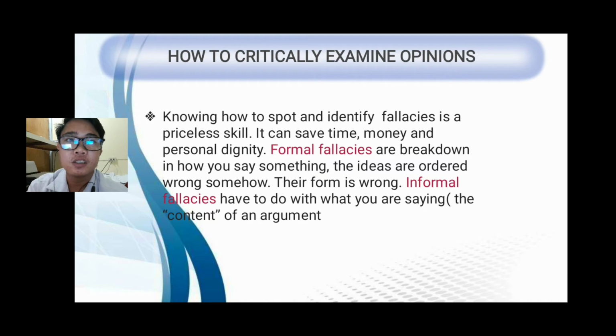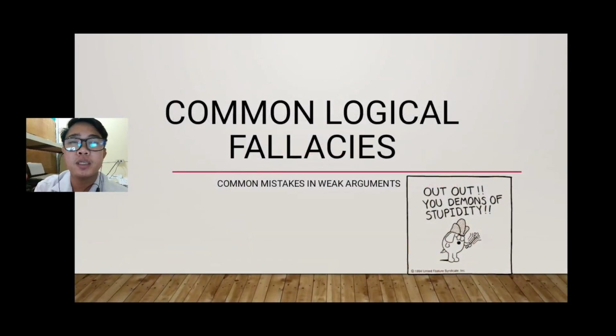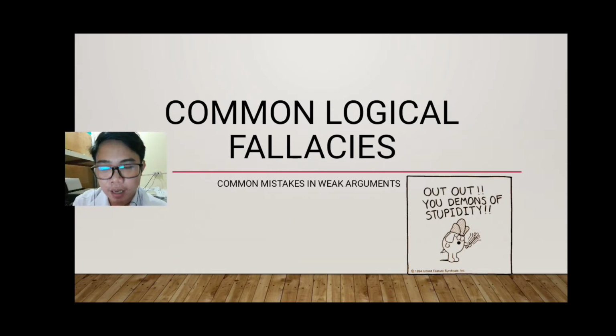Formal fallacies are a breakdown in how you say something. The ideas are ordered wrong somehow. Their form is wrong in the first place. Informal fallacies have to do with what you are saying, or the content of an argument. So we'll be talking about the common logical fallacies.